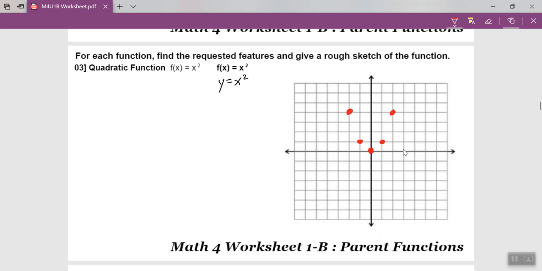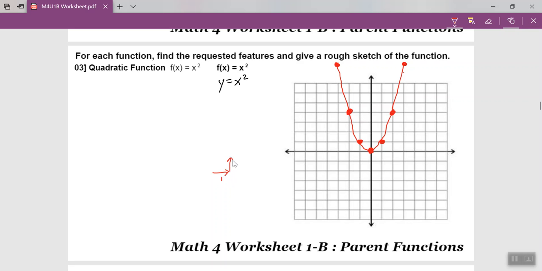So if I were to go out 3, 1, 2, 3, 4, 5, 6, 7, 8, 9, I'd wind up here. And again, out 3 this way, I'd wind up 9 there. But honestly, these 5 points right here are enough to give you something to work with. Please try not to make it look like a V. Please try to have some kind of curve to it. V's are for absolute values. But that is the trick that I like to show.